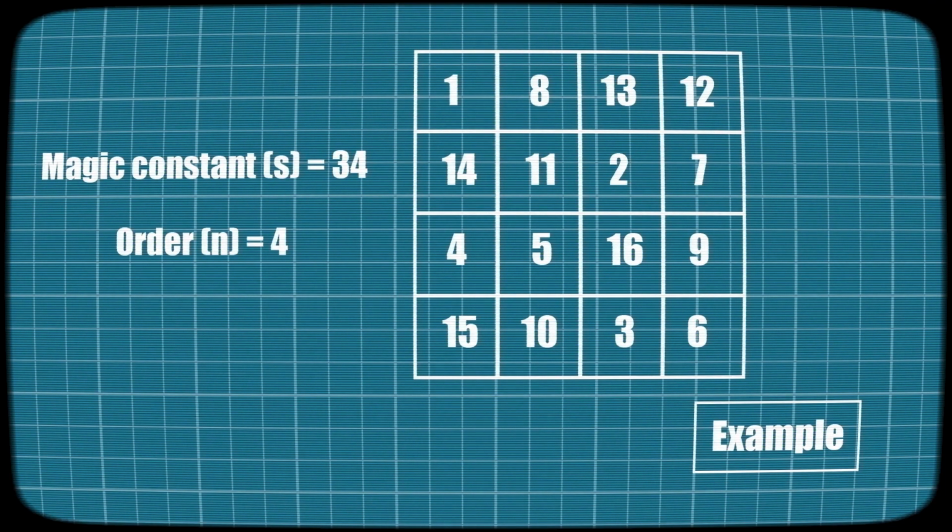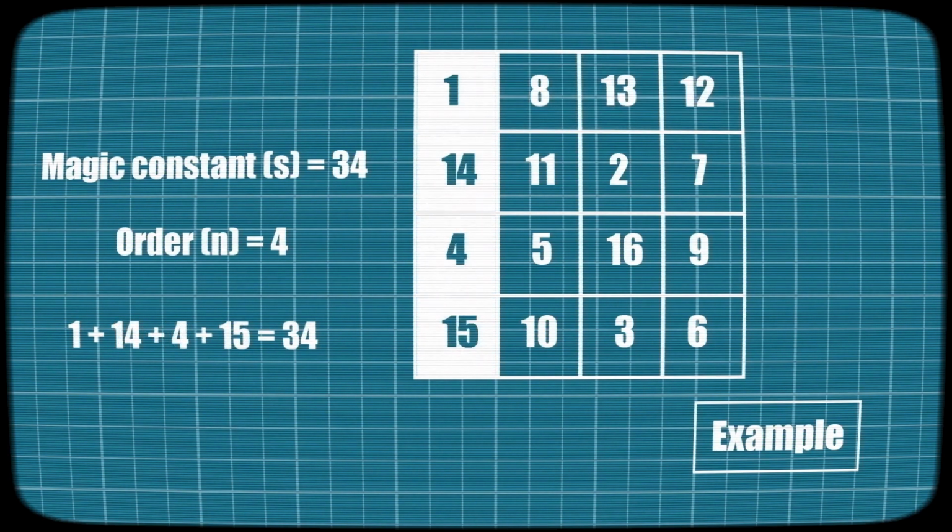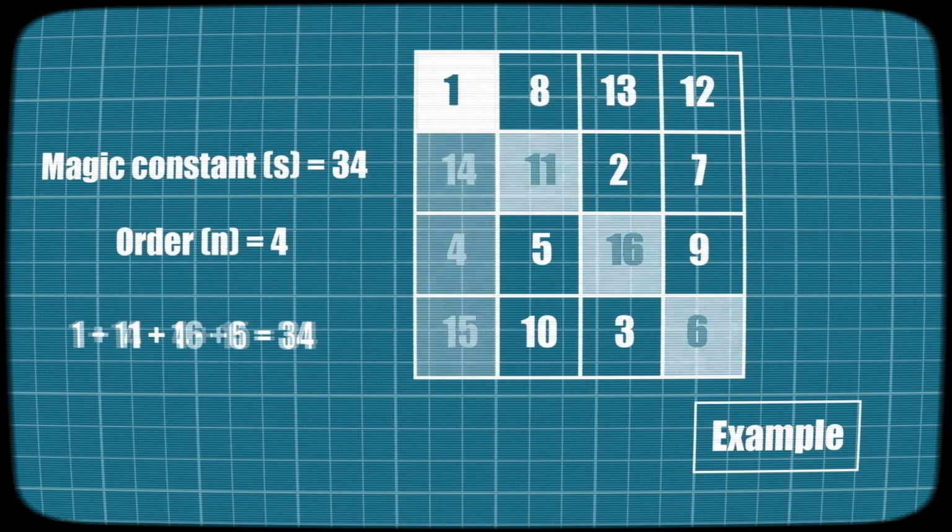Now let's see an example where the addition of its rows, columns, and diagonals is 34.